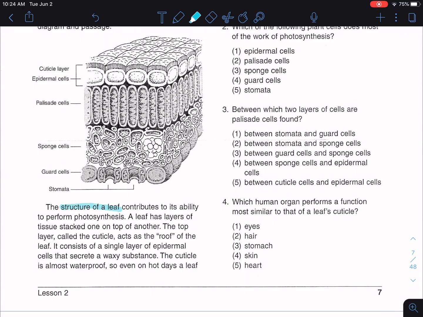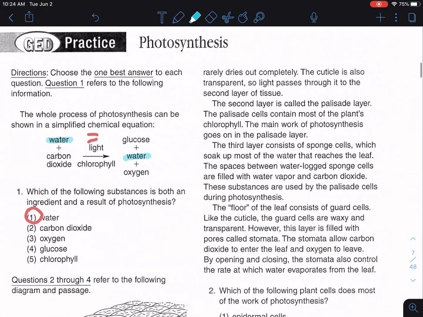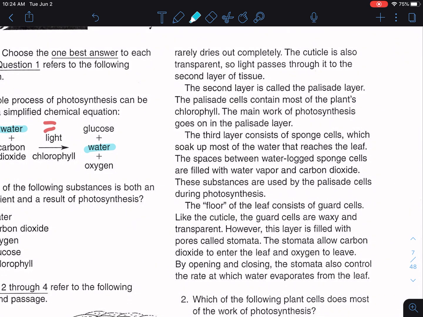A leaf has layers of tissue stacked one on top of another. The top layer, called the cuticle, acts as the roof of the leaf. It consists of a single layer of epidermal cells that secrete a waxy substance. So single layer, waxy substance, almost waterproof. So even on hot days, a leaf rarely dries out completely. The cuticle is also transparent, so light passes through it in a single tissue.